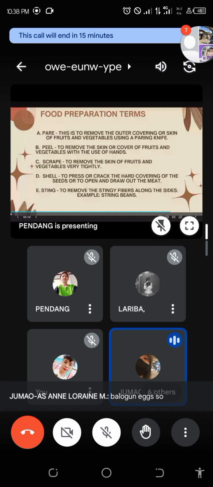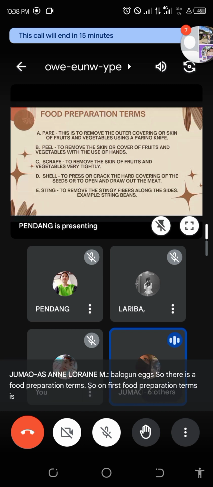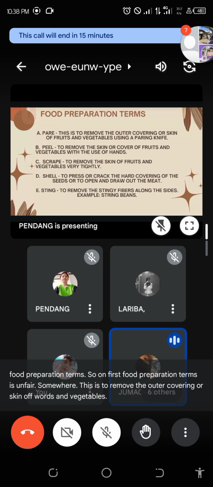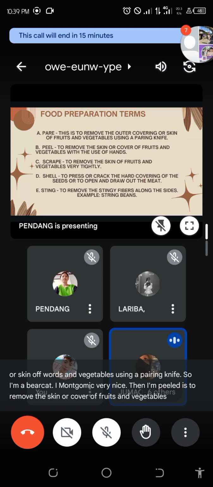So, there is ang food preparation terms. So, ang first food preparation term is ang pare. So, ang pare, this is to remove the outer covering or skin of fruits and vegetables using a paring knife. So, kung mag-pare ka, mag-use ka og paring knife. Then, ang peel is to remove the skin or cover of fruits and vegetables with the use of hands.